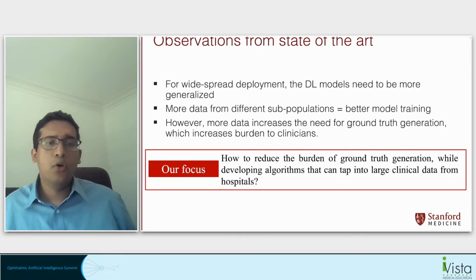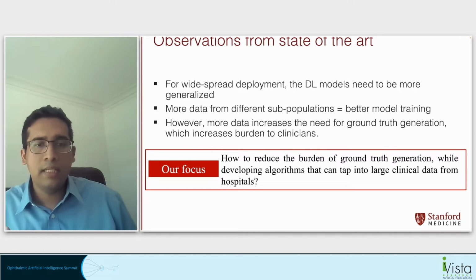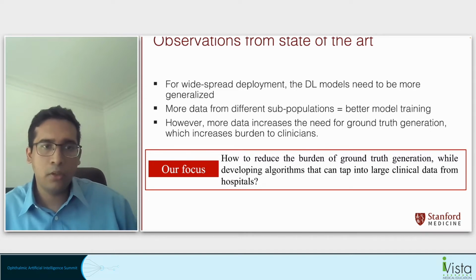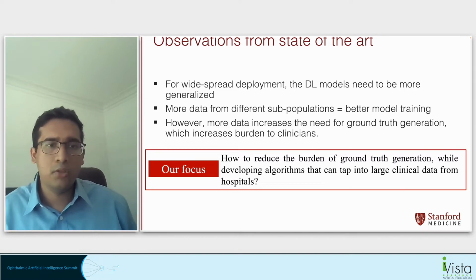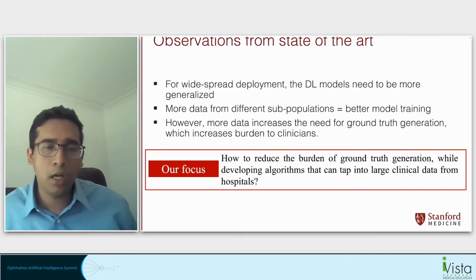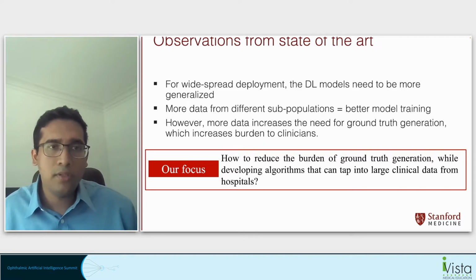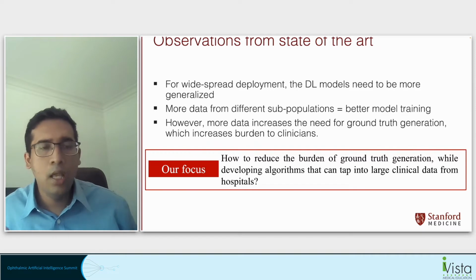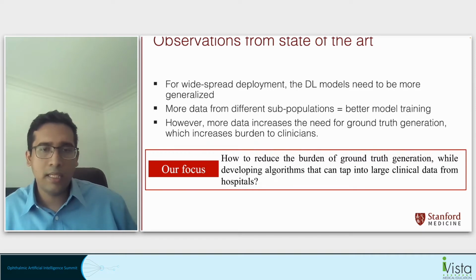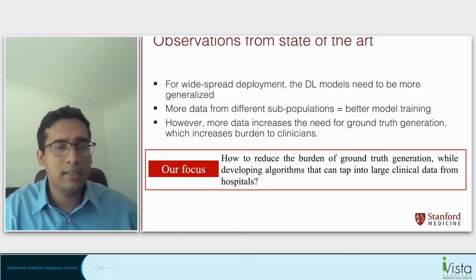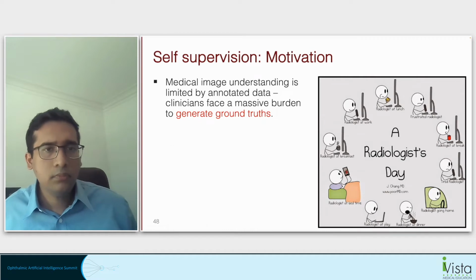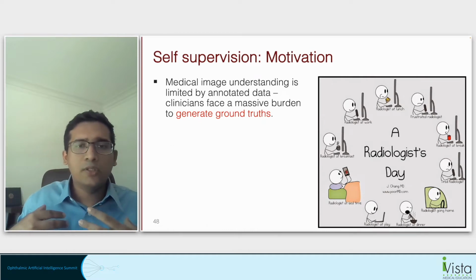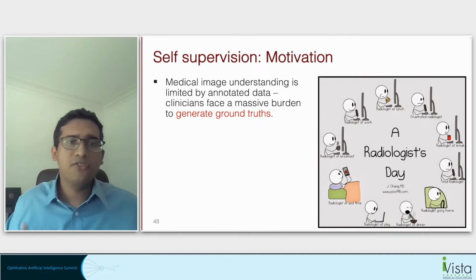However, more data increases the need for more ground truth generation, which automatically increases the burden on clinicians. So our focus in this project is how to reduce the burden of ground truth generation while developing algorithms that can tap into the large clinical data that are automatically generated within the clinical workflow in healthcare systems or in the hospitals. So that's why we use something called self-supervision.